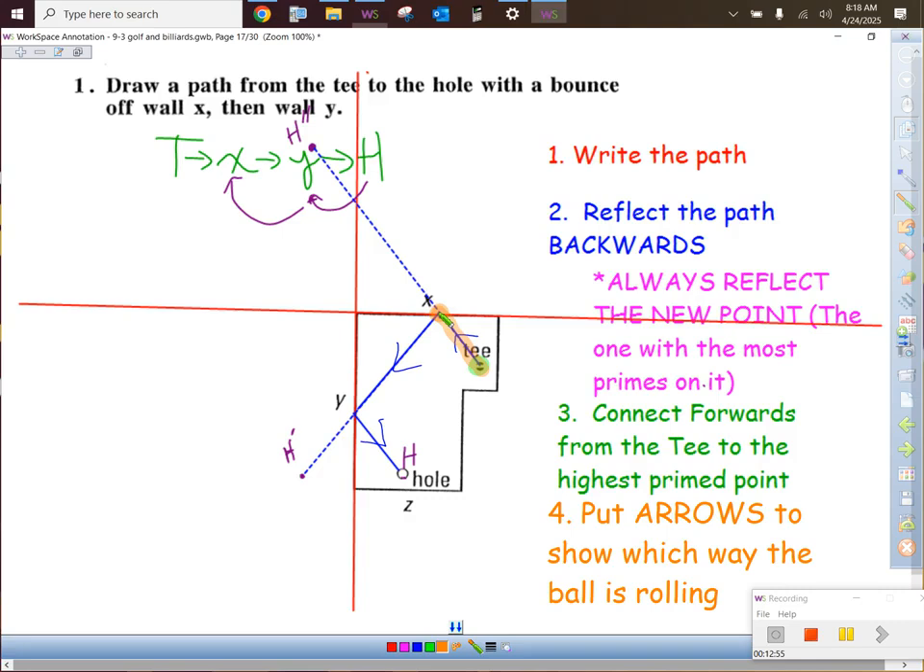The physics is the hard part about this. Does that kind of make sense? So that's miniature golf. Most people call it putt-putt golf. A lot of people accidentally call it miniature golf.